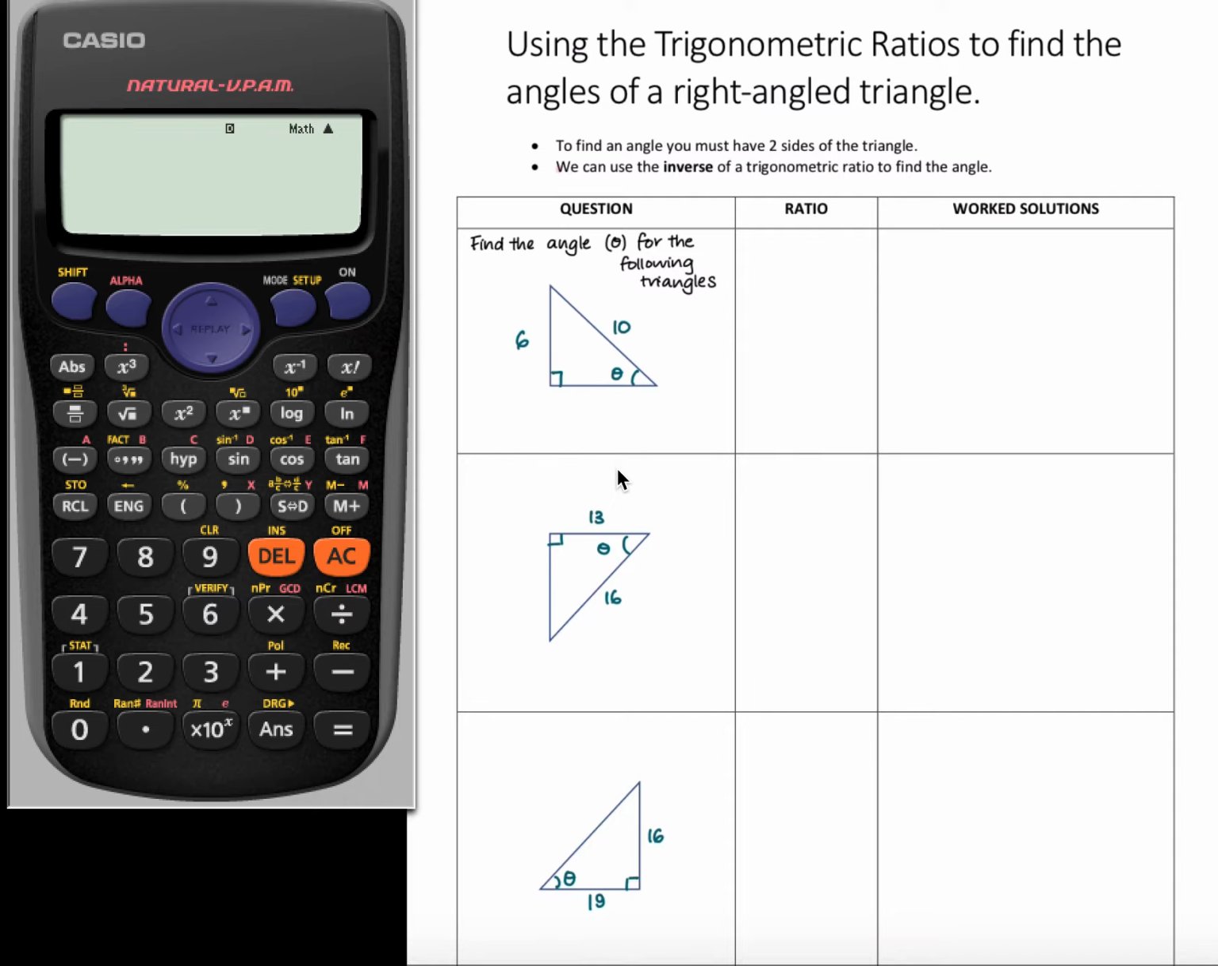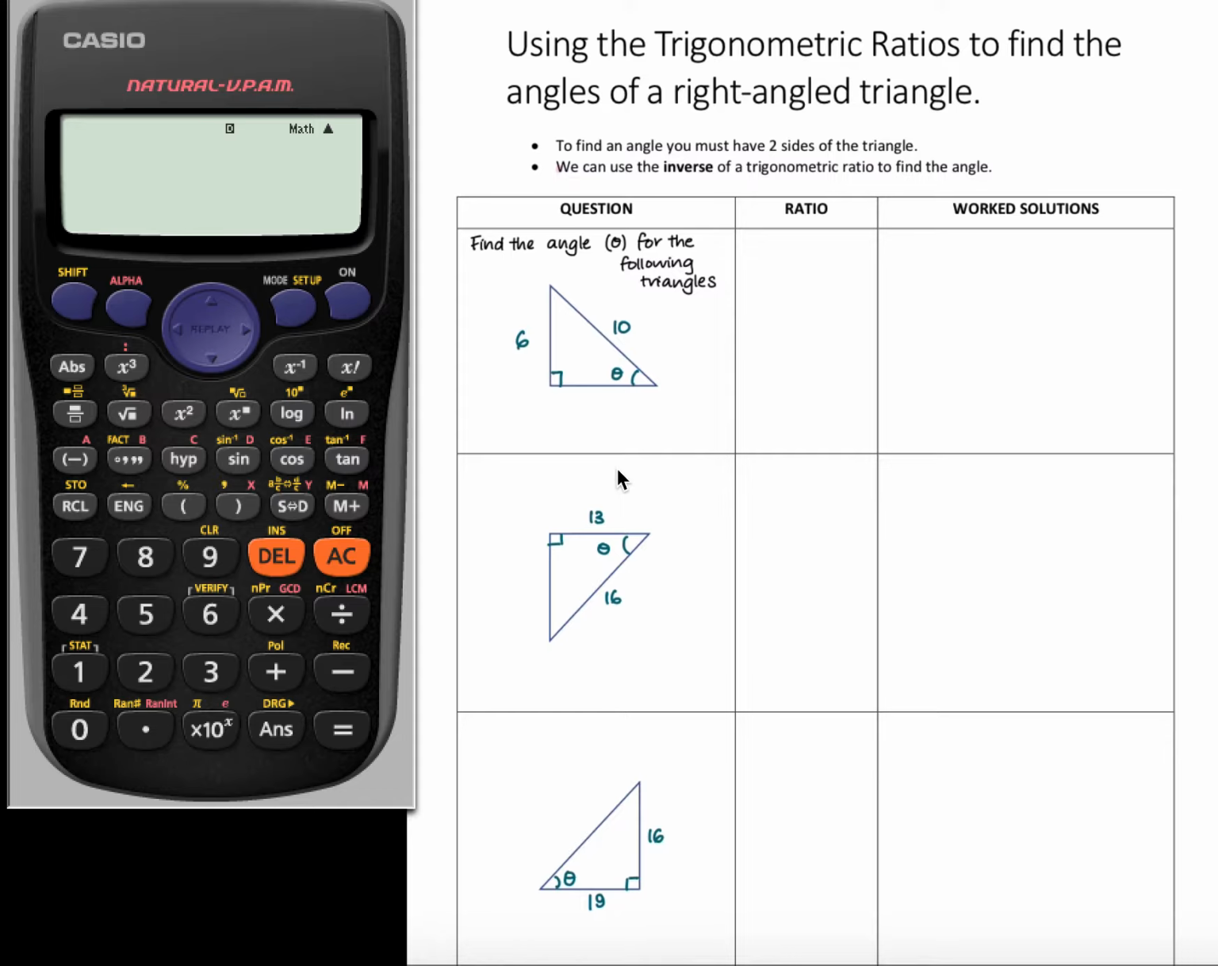So in this video, we're going to be looking at using the trigonometric ratios in order to find the angles of a given right angle triangle. One of the most important things to remember here is that when you're trying to find the angle of a right angle triangle, you must have two sides of the triangle given to you. Another thing is we can use the inverse of a trigonometric ratio to find the angle.